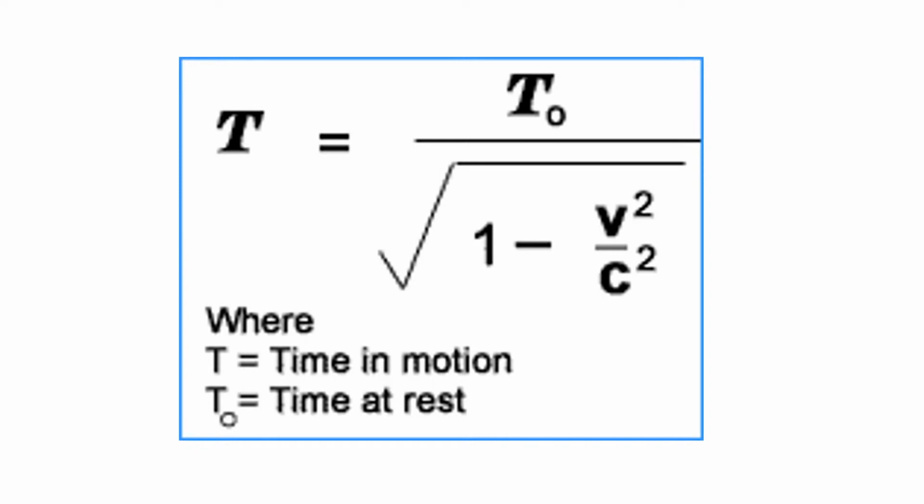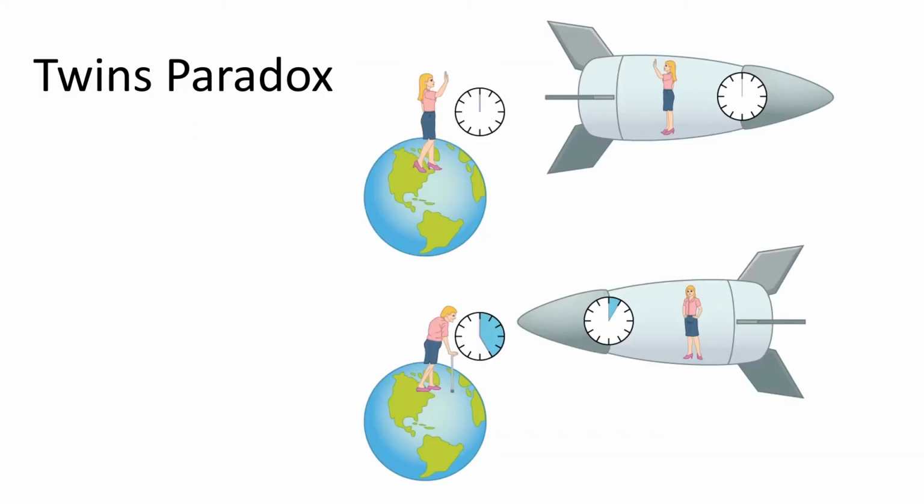The difference can be calculated. Here's the equation. It's not a very difficult equation. Here it is. This leads to the famous twins paradox.